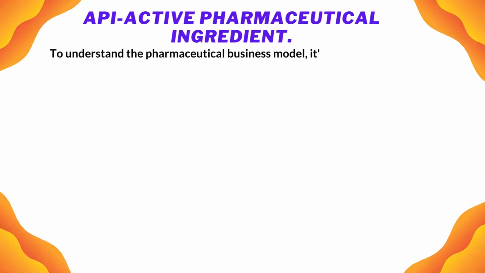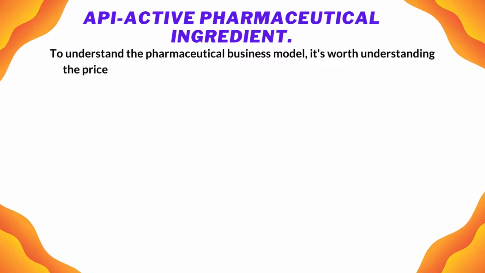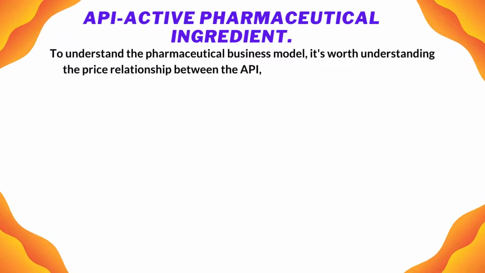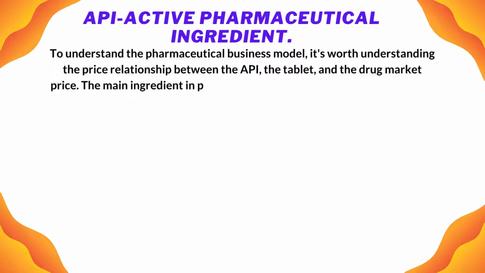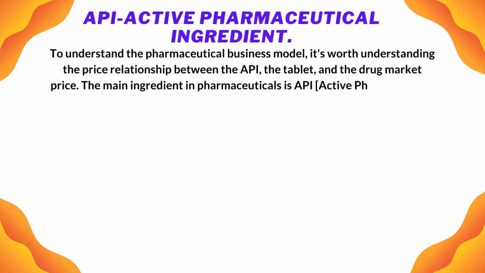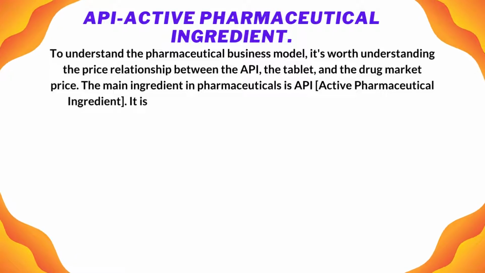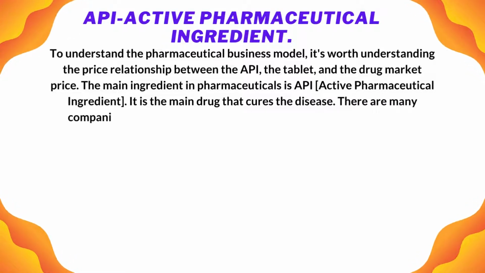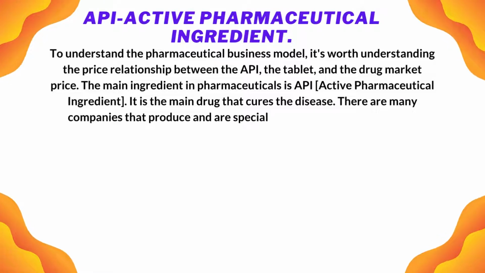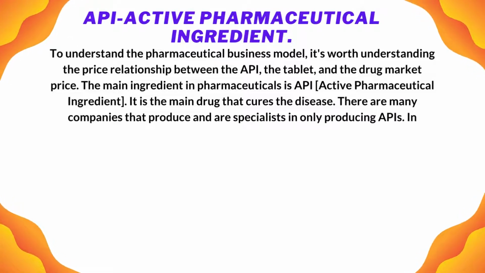To understand the pharmaceutical business model, it's worth understanding the price relationships between the API, the tablet, and the drug market price. The main ingredient in pharmaceuticals is API, active pharmaceutical ingredient. It is the main drug that cures the disease. There are many companies that produce and are specialists in only producing APIs.